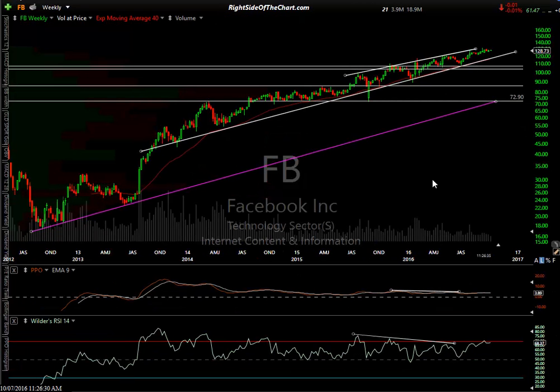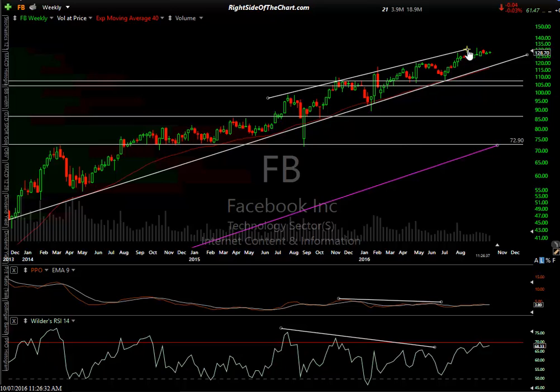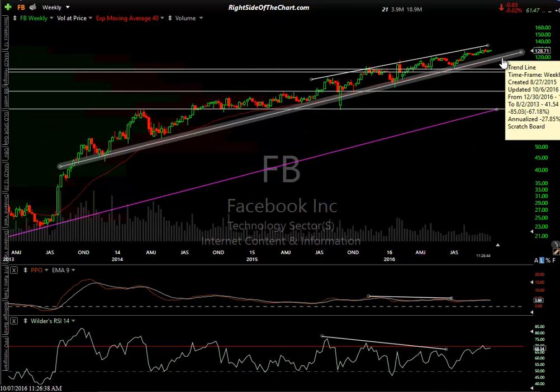And here's the weekly chart on Facebook. It's been working its way up within this contracting price channel. And this is a pretty well-defined trend line here.